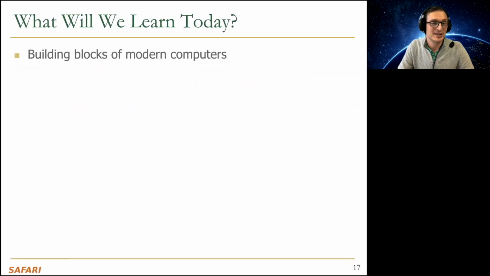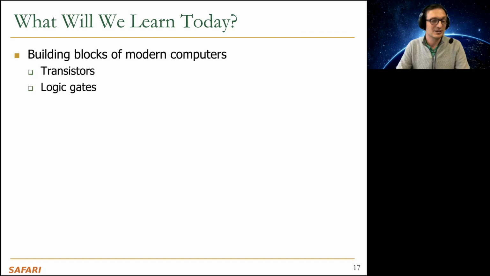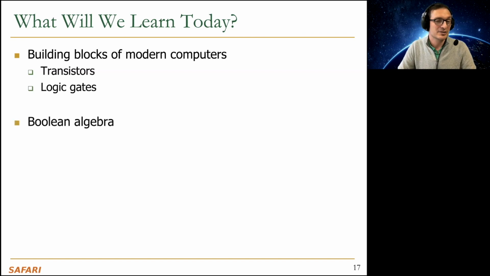So what will we learn today? Today we're going to start with the very basics, the building blocks of modern computers, essentially transistors. And then we're going to talk about logic gates. This is going to be kind of intermixed. We're also going to talk about Boolean algebra, because Boolean algebra, or Boolean logic, is tightly integrated with how we design logic gates today. And probably many of you have seen Boolean algebra.